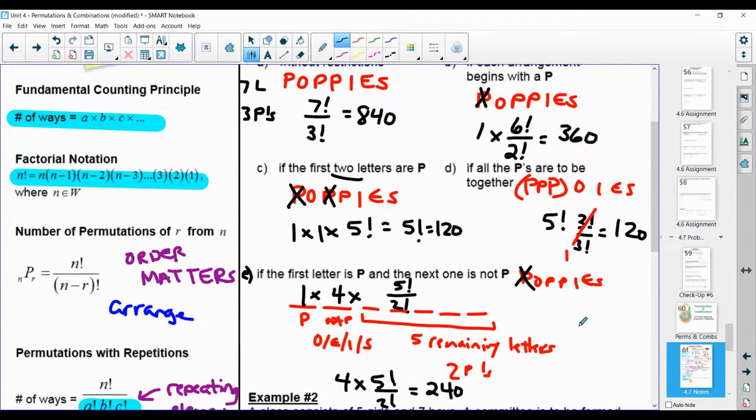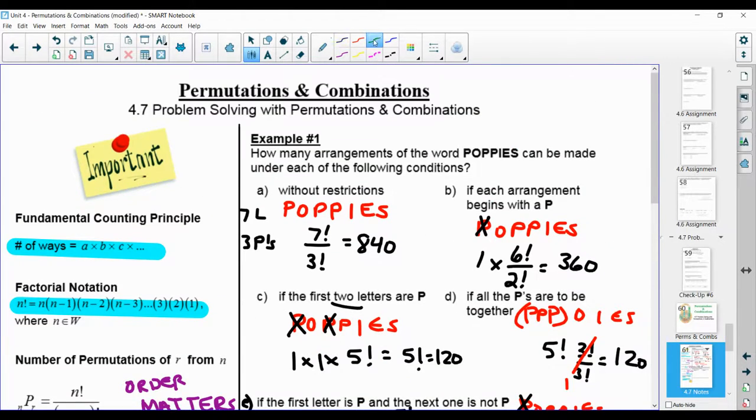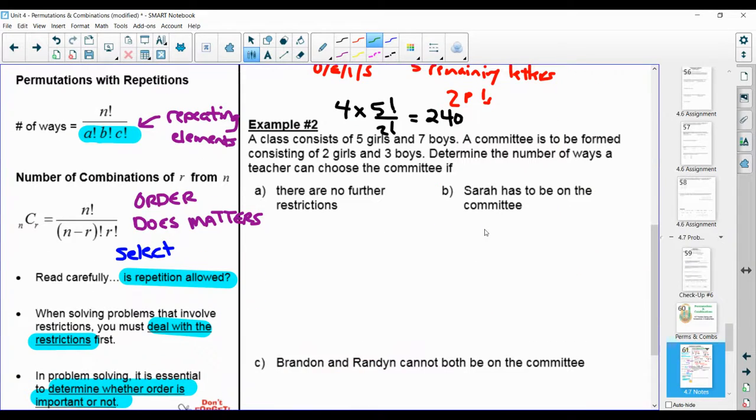Now, if you look, we're using factorial notation the entire time. We're arranging letters, so this is an example where order matters. So if you want to write that up here, this is an example where order matters. So anytime we're dealing with factorial notation, that means there's some type of order.